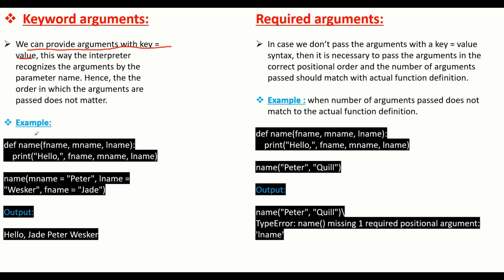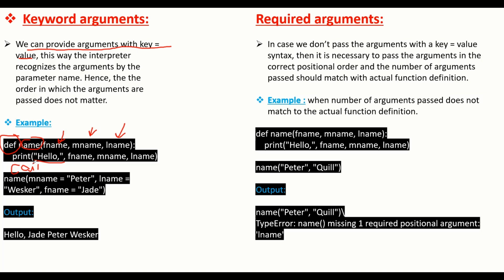For example, def keyword and then your function name and then your parameters. So the parameters are first name, mid name and last name. And print your statement. So print hello, first name, mid name and last name. Now this is calling a function. So now we will call our function.